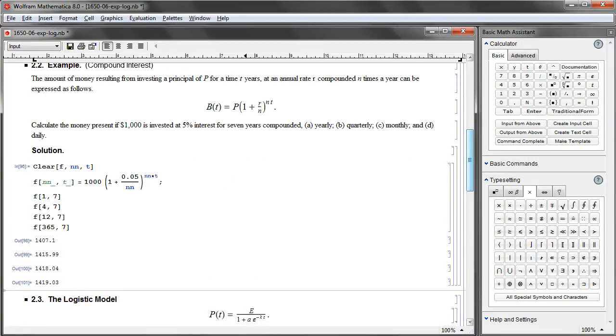Here it is. I just used Mathematica to do the computation. 1000 for P0, that's the principal, 1 plus R over N in parentheses, and N times T power. And calculate it for n equals 1, n equals 4, n equals 12, n equals 365 for 7 years. I've just run the Mathematica program and I have these figures. As you can see, the more compounding you do, the more money you're going to get in the end.